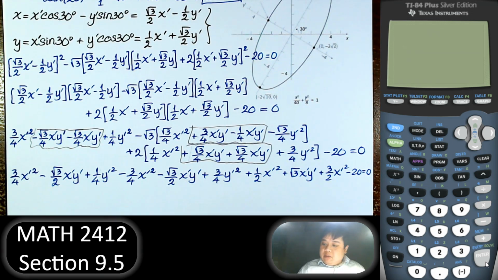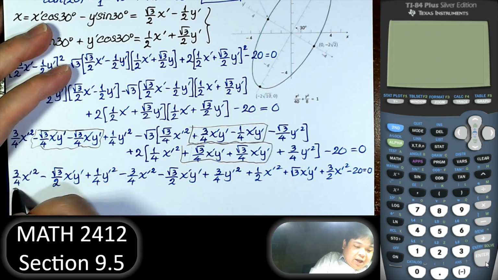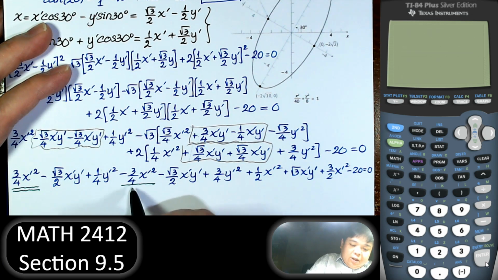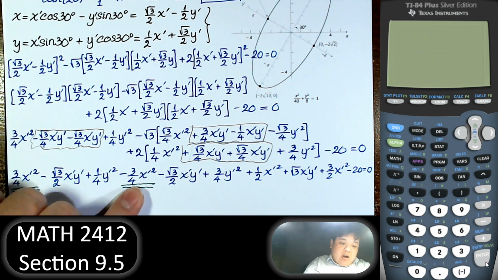Right, combine like terms. We have the x squared here, 3/4 minus 3/4, so that cancels out.